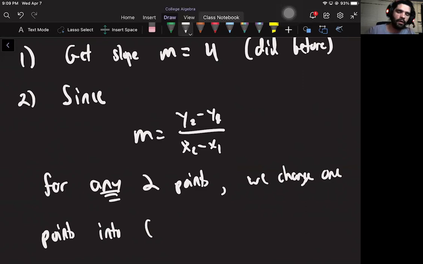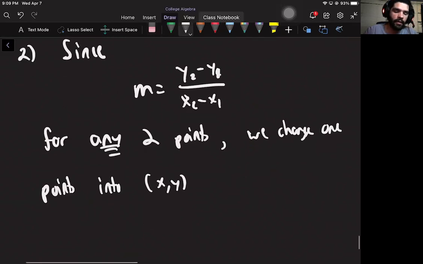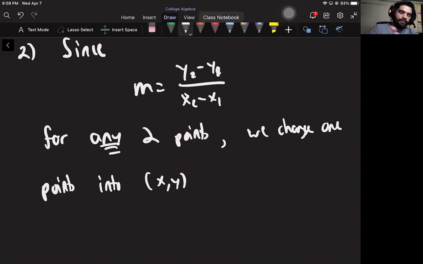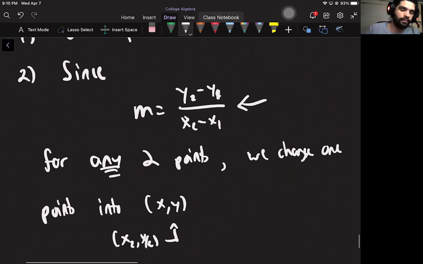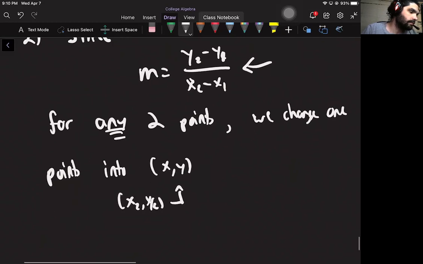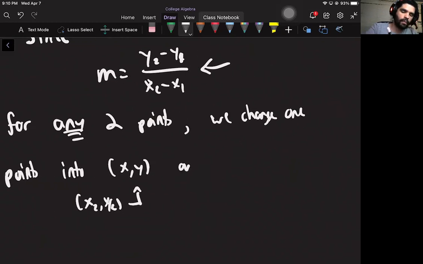We change one of the points, instead of calling it something, we're just going to call it x, y. And the one we're changing is (x2, y2). But we stick it back in this formula here. And then this creates an equation. So we create an equation.